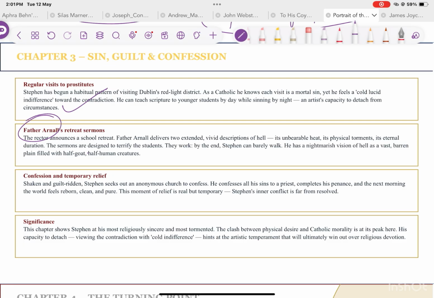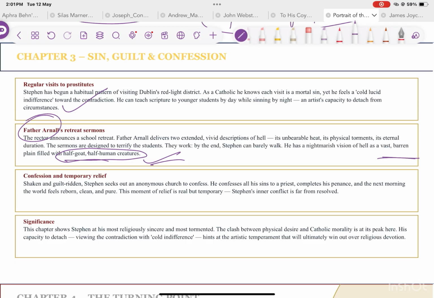The vivid description deeply disturbs him and fills him with horror, guilt, and spiritual panic. Stephen imagines hell as a nightmare-like barren landscape filled with monstrous half-human figures, monstrous half-goat, half-human creatures.